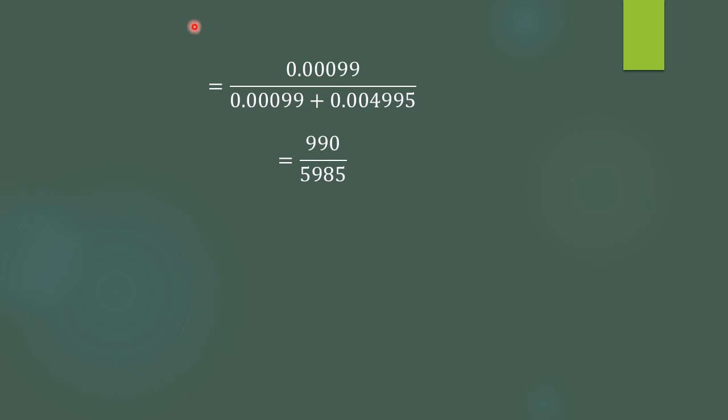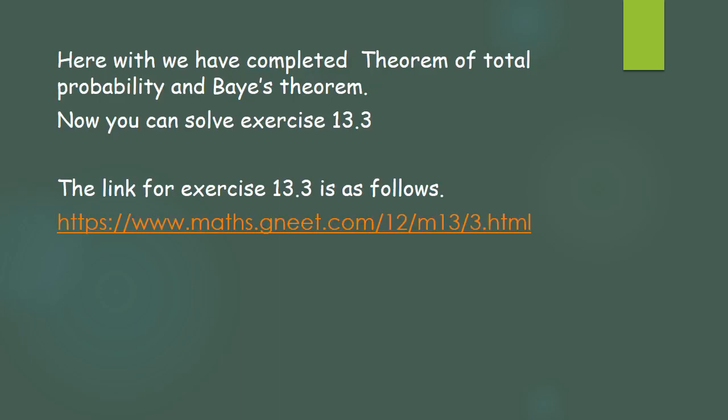Now it is better to shift the decimals, and we get 990 upon 5985. Then we reduce it and get 22 by 133. So we can calculate the given probabilities using Bayes theorem. We have completed the theorem of total probability and Bayes theorem. So with this you can solve exercise 13.3. The link is given below.